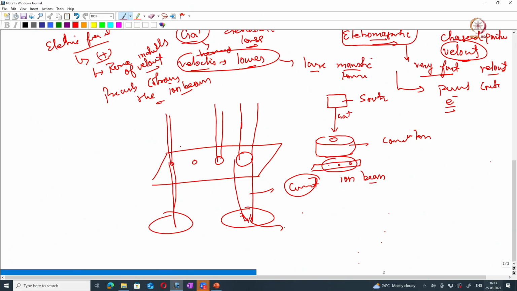In both cases the beam will be focused, but the ion beam current will be higher for the higher aperture, and the ion beam current will be lower for the lower aperture size. Okay, so this higher aperture, lower aperture can control the current of the ion beam. That actually directly controls the speed or the velocity of the sputtering process.